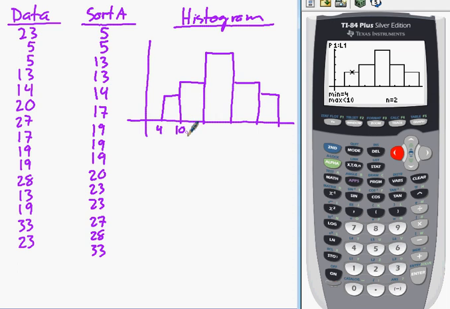Can put this in. All right, so we have, it goes up by 6. So that's going to be like that.